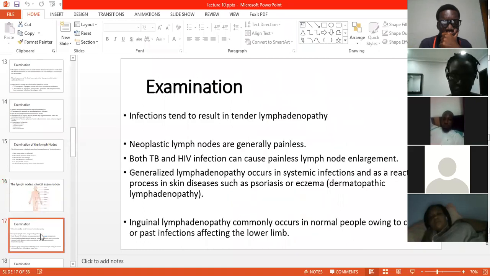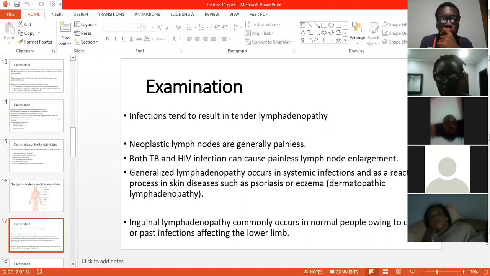So this is just to explain what I was saying, that if there's an infection, usually the lymph nodes are tender. And then when it's a tumor or a malignancy, neoplasm, the neoplastic lymph nodes are usually not painful. Then HIV, tuberculosis, they usually cause generalized lymphadenopathy, meaning that you have lymph nodes everywhere, the neck, the supraclavicular region, the armpits, inguinal region. You examine the patient from head to toe, and all their lymph nodes are inflamed. Usually, you have to think about things like TB and HIV infection.